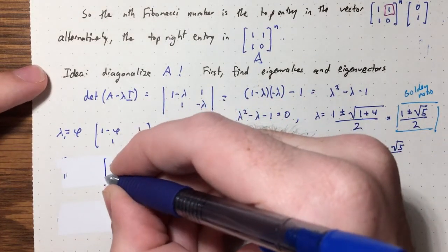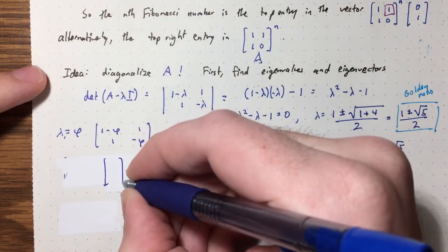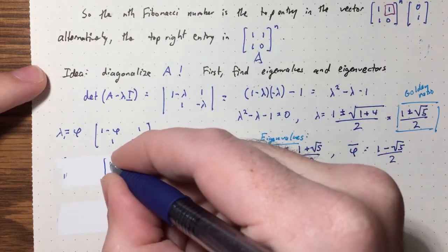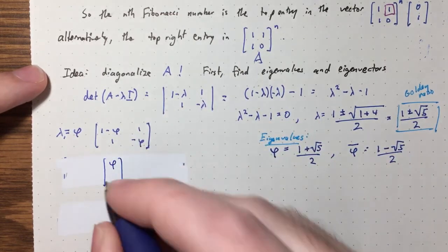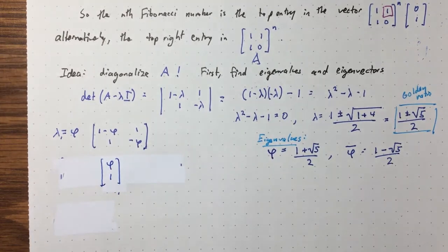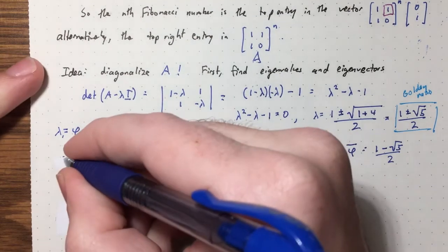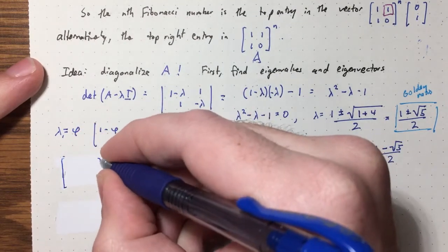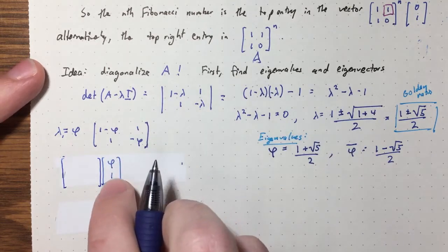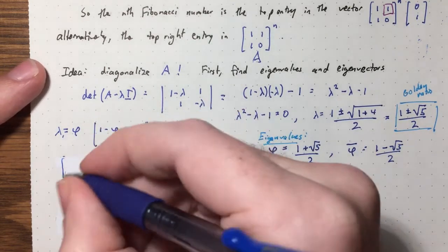I think an eigenvector is, if I just multiply the first column by phi and then add the second column, that's supposed to give me 0. But does it actually work? Well, let's try it. I should be able to multiply this by this matrix and get 0.